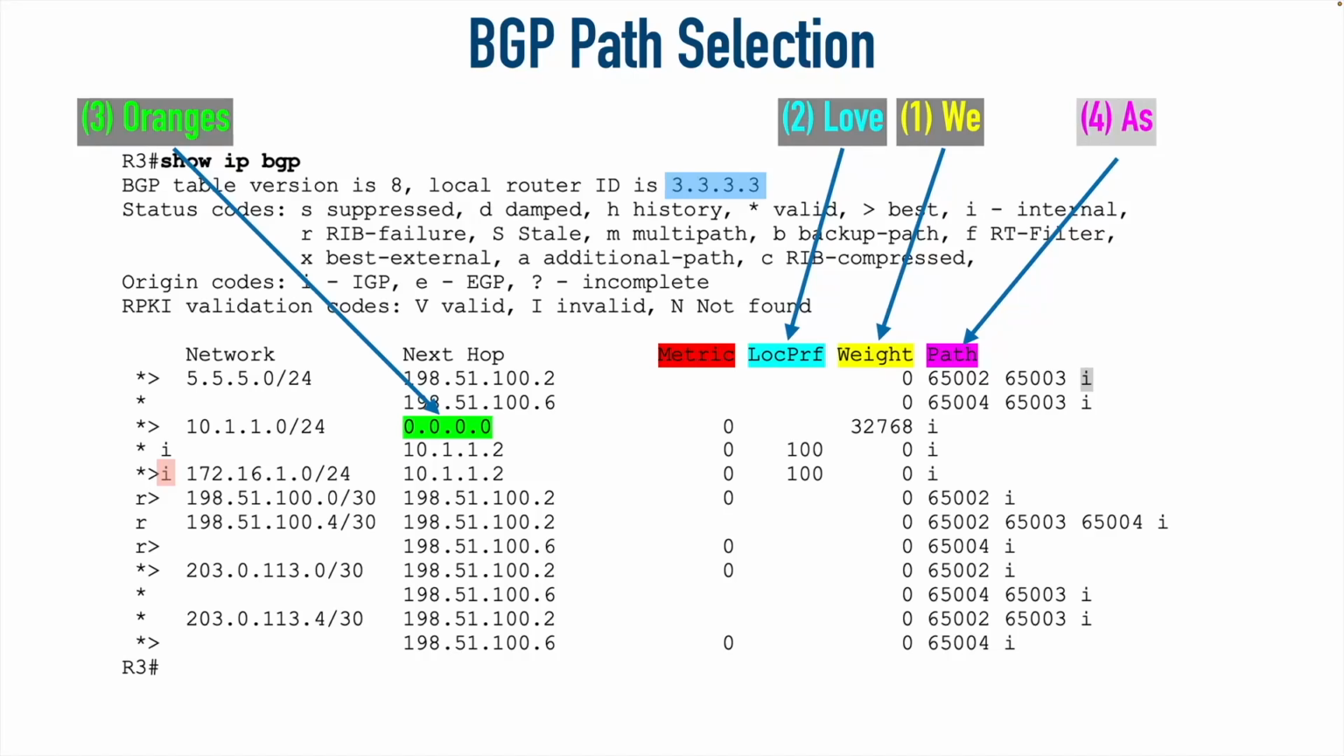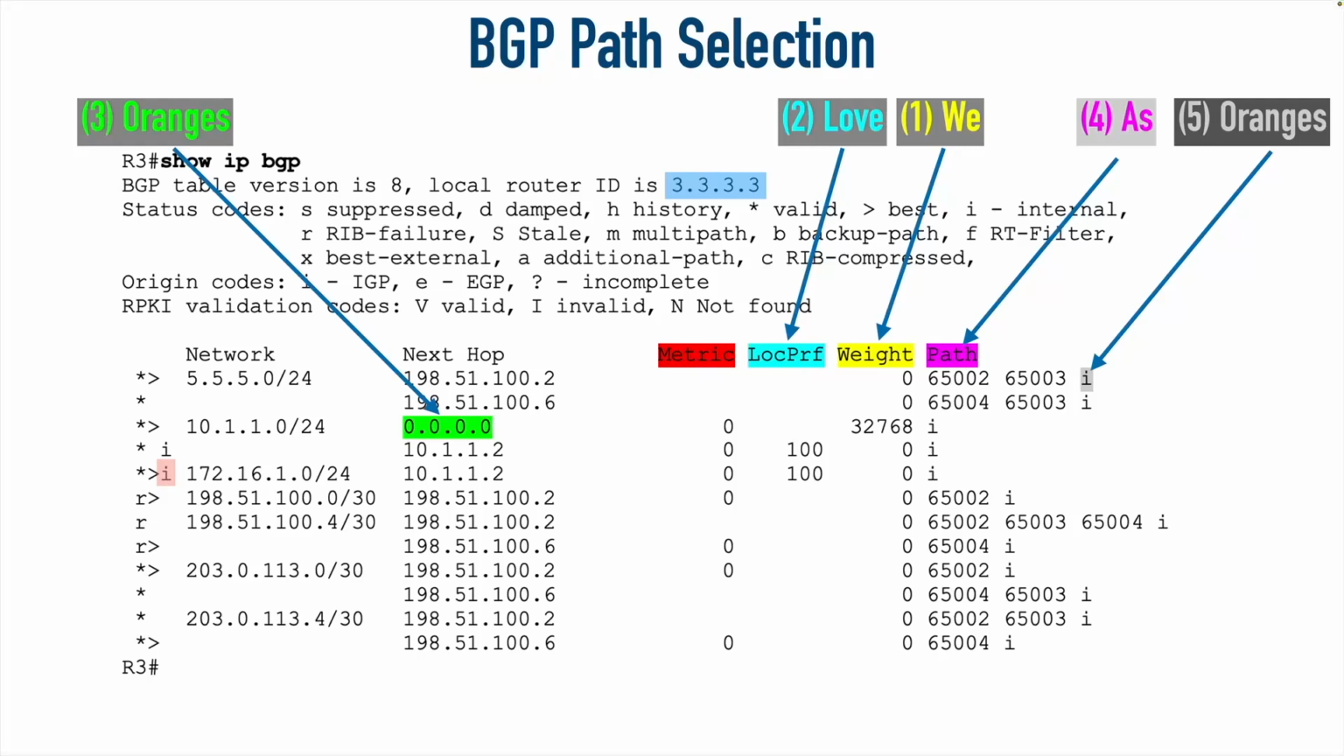Next up, we love oranges as oranges, and this can be a bit tricky because we have more than one O in our acrostic. We have 2 oranges, but we need to remember that that second O refers to the origin type. Remember that if it's an I, then that means that this route got injected into BGP because we gave the network statement. If it's an E, and it will never be an E, but that would mean that the route got injected using the EGP routing protocol. And if the origin type is a question mark, then it means the route was redistributed into BGP.